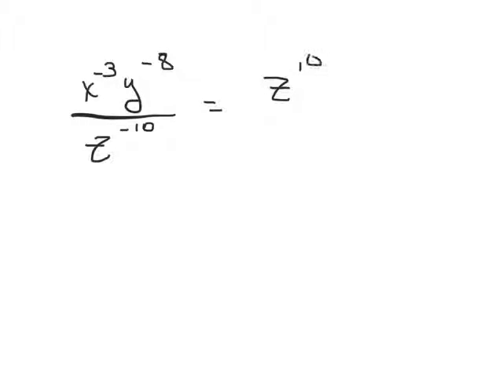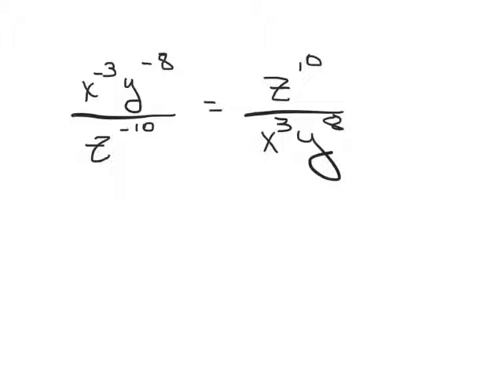So let's look at example 3 on page 10. We have x to the negative 3, and then we have y to the negative 8. Okay, let's make that y a little bit better. And we're going to put that over z to the negative 10. So we're going to move our z up, we're going to move our x down, and we're going to move our y down, and we're done there.